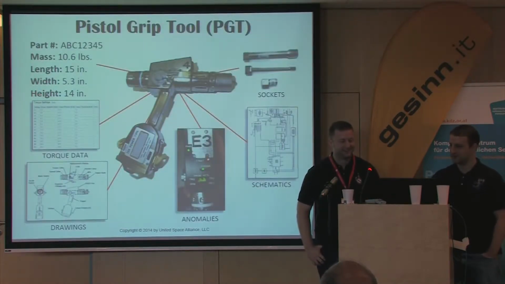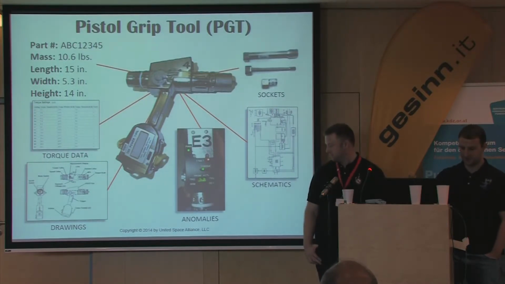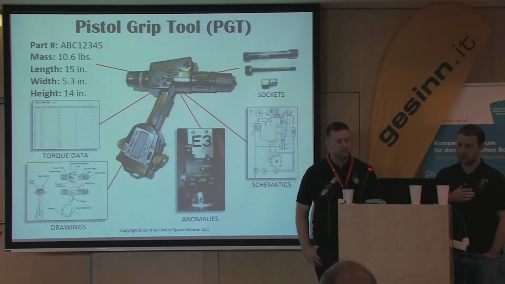But so these are some examples of information about a pistol grip tool. We've got a part number, which is a fake part number there, and mass, excuse me, dimensions. We've got some information on torque data that the tool will provide, drawings. We've got anomalies. Often tools might not perform exactly as planned, and we need to be able to keep track of when things don't perform as planned. Then in addition, sockets are tools that you would use in conjunction with this tool, so it's very good to have them semantically linked.